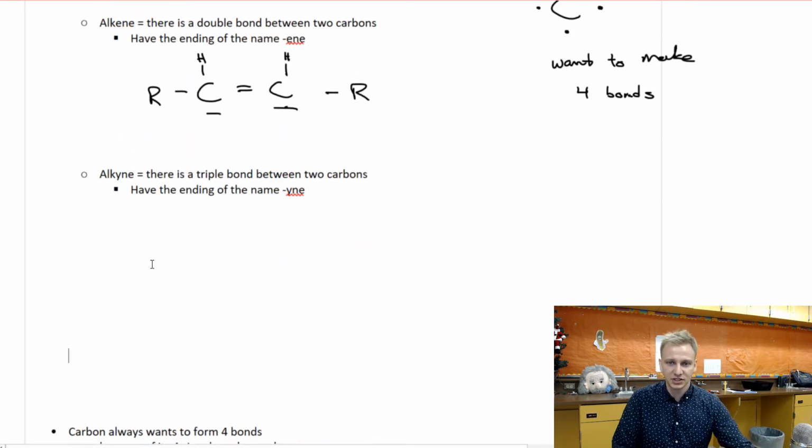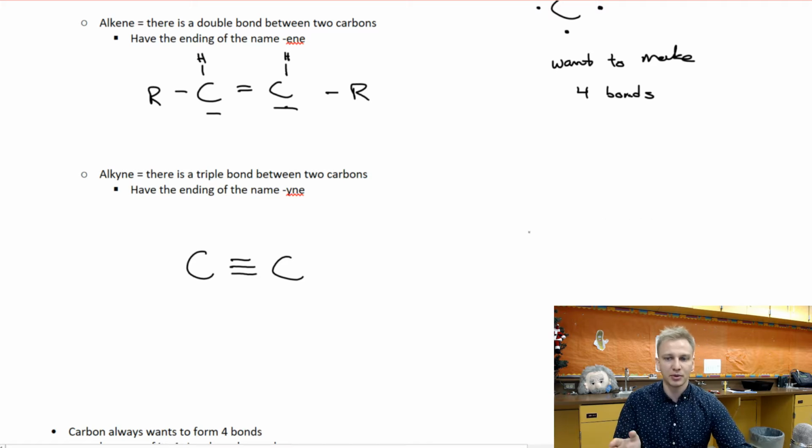The last functional group that we're going to cover in this particular video is something called an alkyne. Now, an alkyne means that somewhere in the molecule, there's a carbon triple bonded to another carbon.